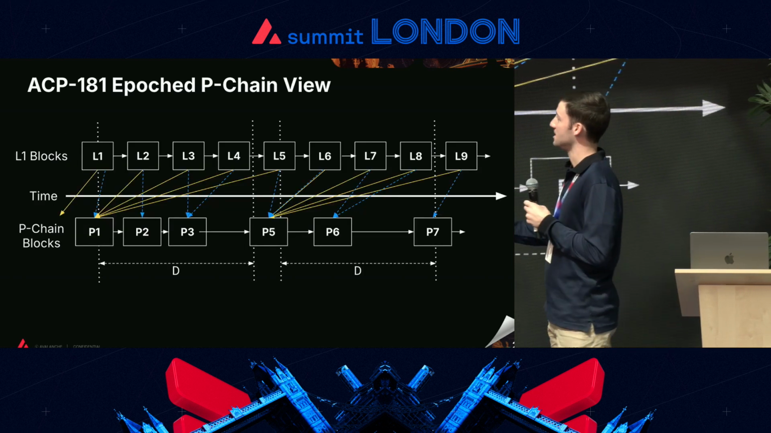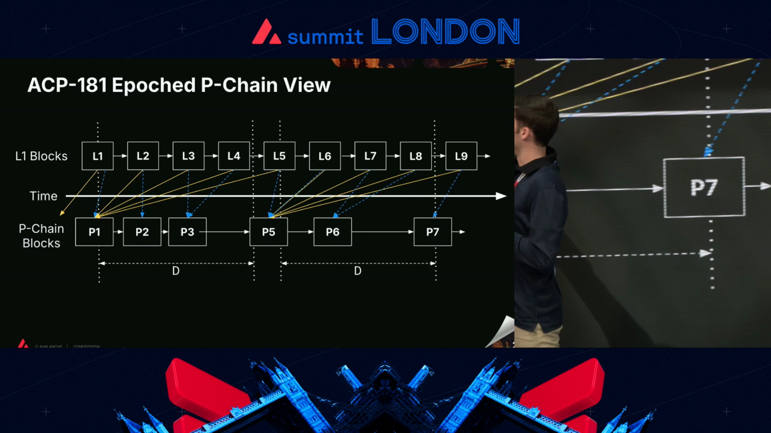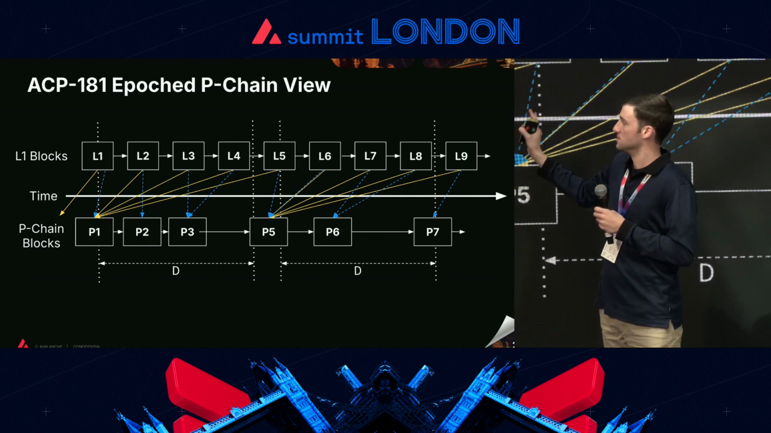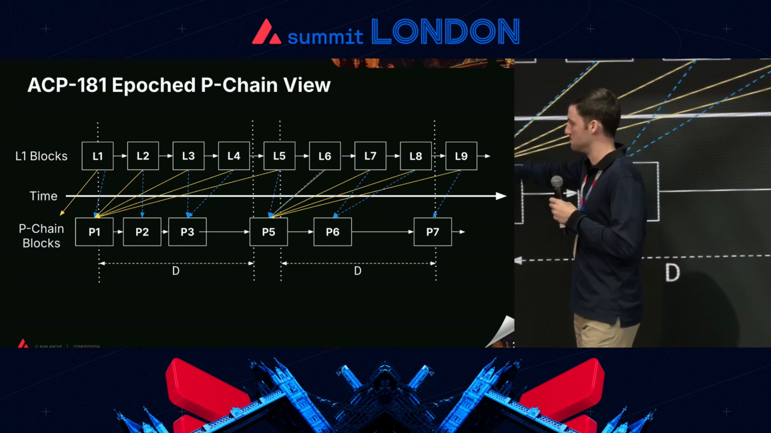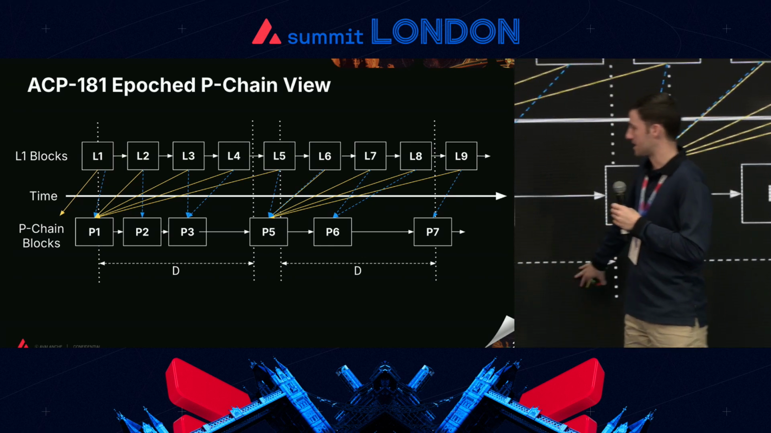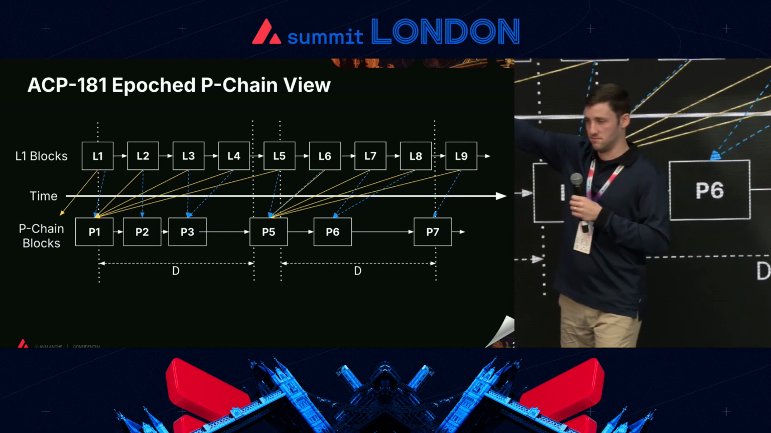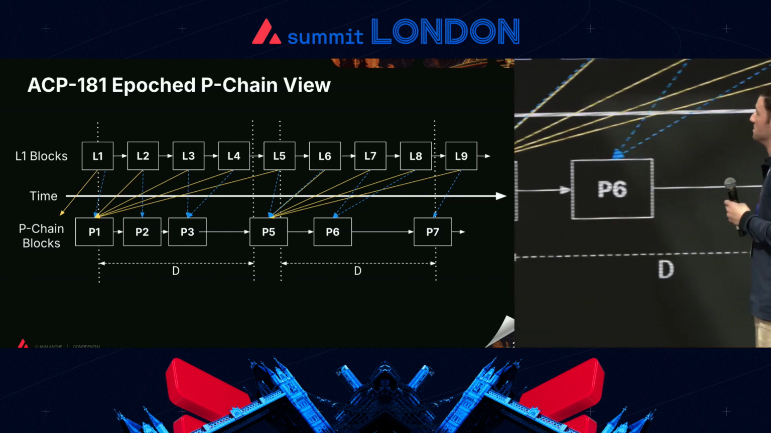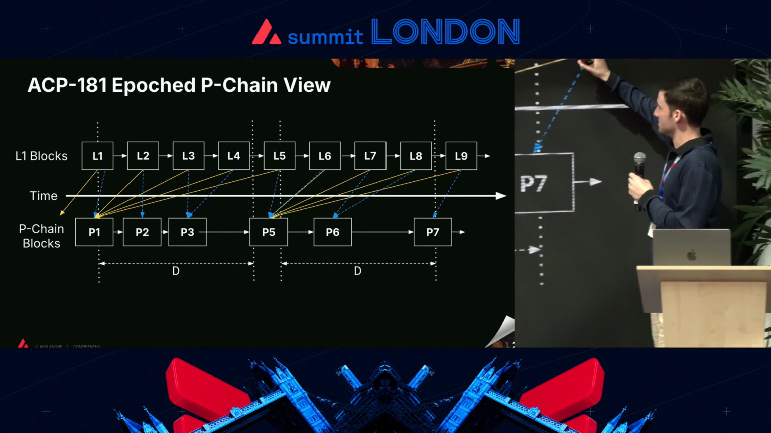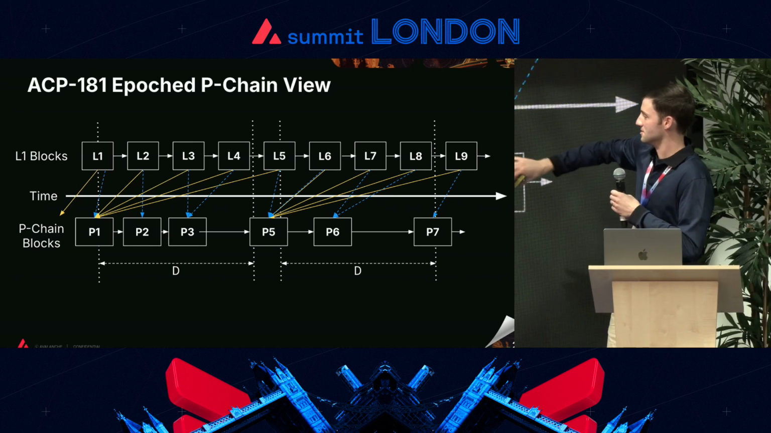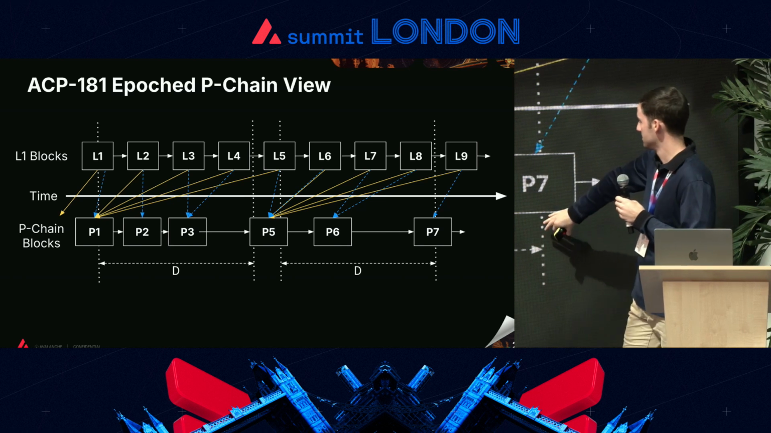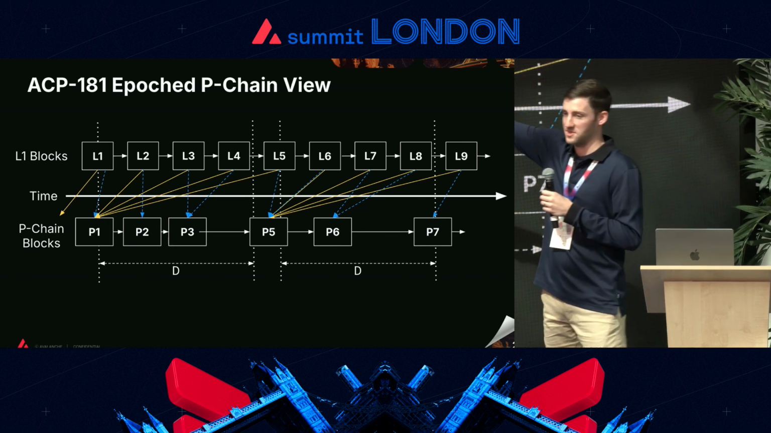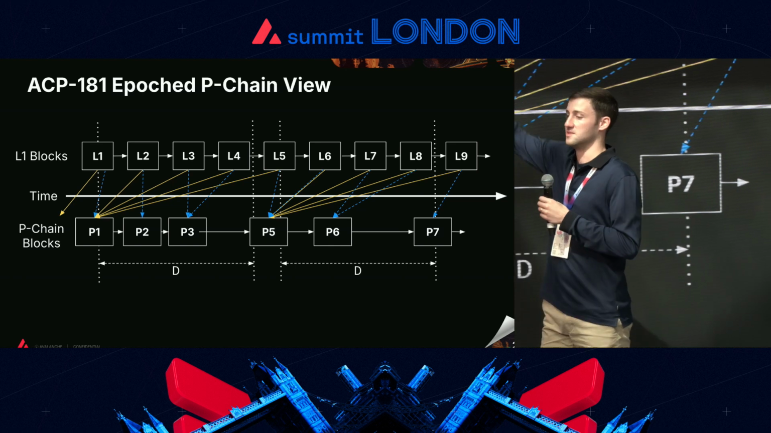So the example here would be L5 is actually the block that seals the first epoch, and that is because it is the first L1 block to be D seconds after L1. And then at the end here we can also see L9 seals this second epoch because it is after D seconds have passed since the timestamp of block L5, which was the block that sealed the previous epoch.